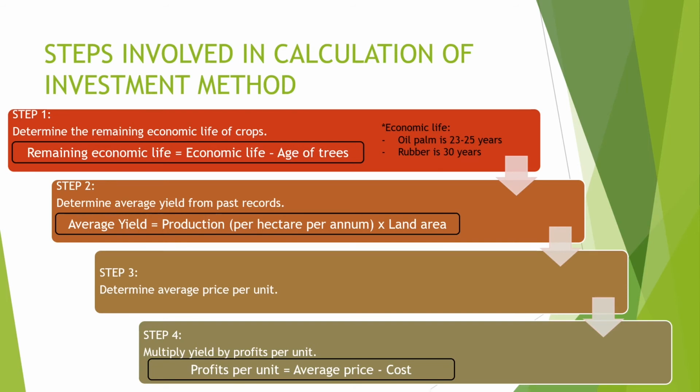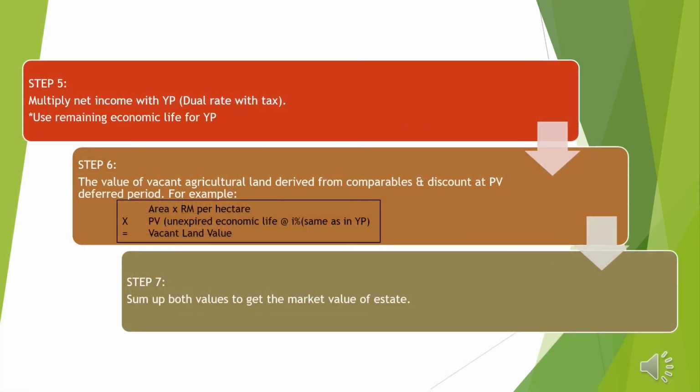In step 4, multiply the average yield with the profits per unit to get the total net profit. Profits per unit is equal to the average price less all costs incurred, such as general overhead, taxes, harvesting, transportation, and others. For the next step, we multiply the net income by the year purchase, which is YP, at the rate with tax. We use the remaining economic life for the YP.